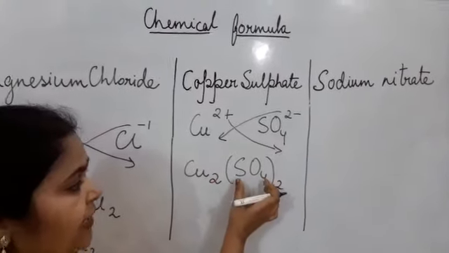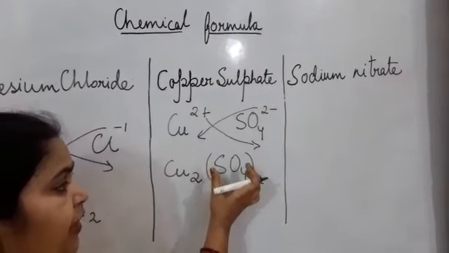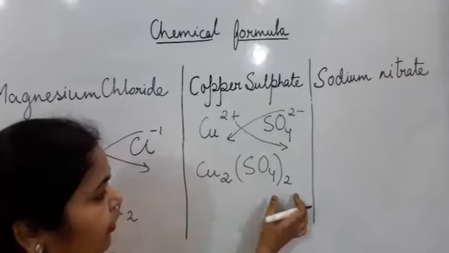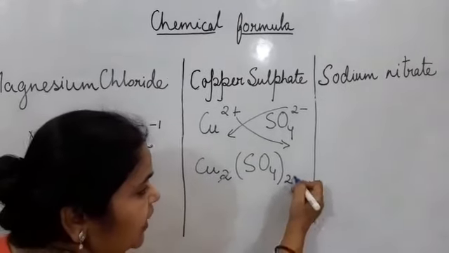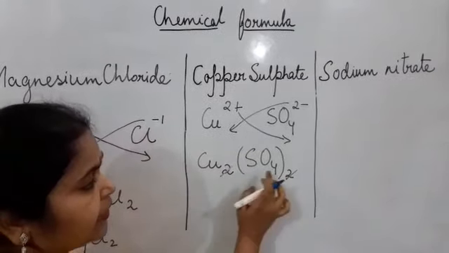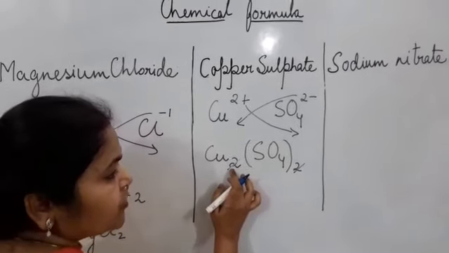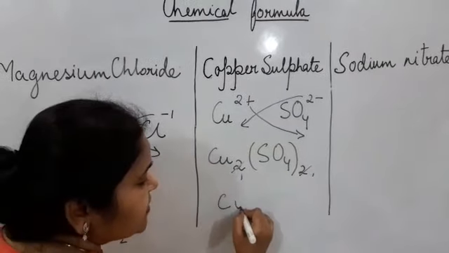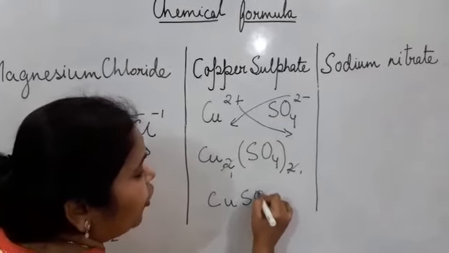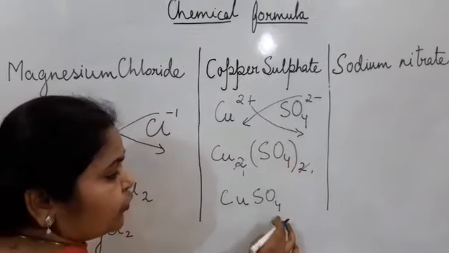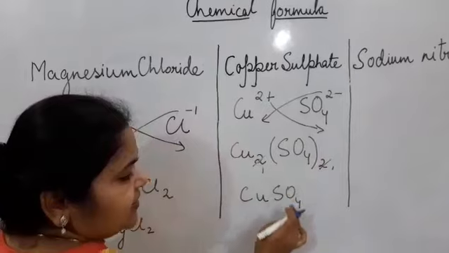Now here this SO4 is a compound ion. So when reducing the formula, we just take into consideration the 2 that is outside the bracket, not this 4. We reduce it as 2 ones are 2 and 2 ones are 2. So we write CuSO4. We do not do anything with this 4. This 4 remains as such.